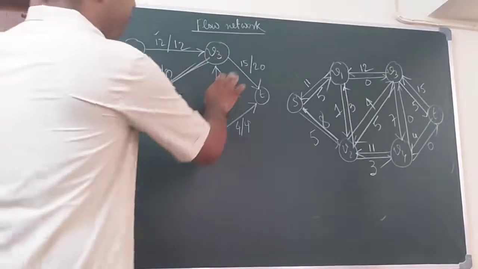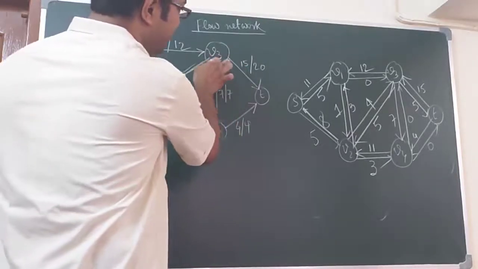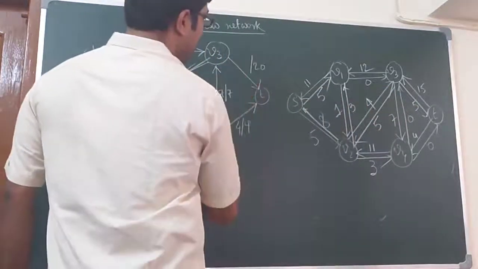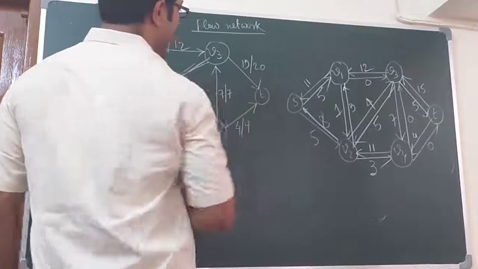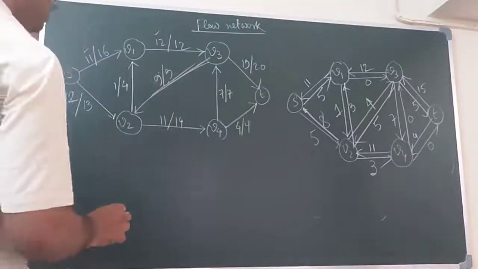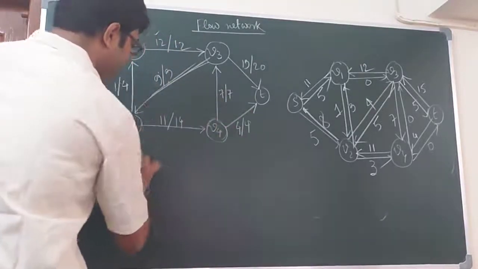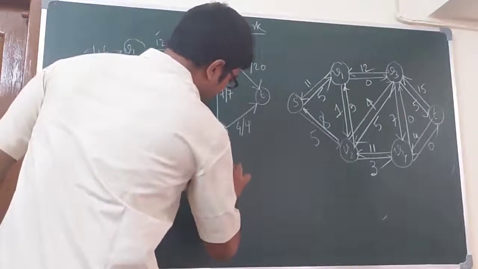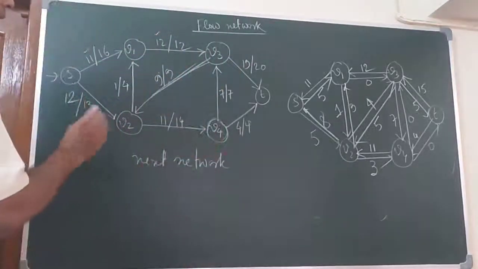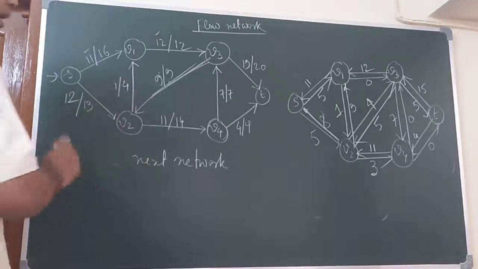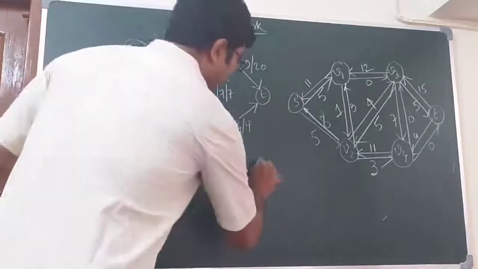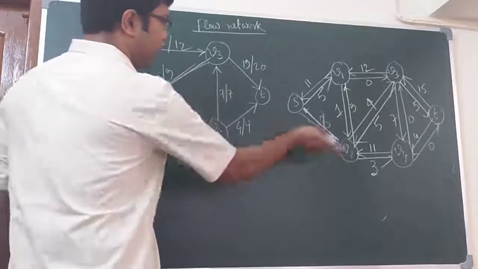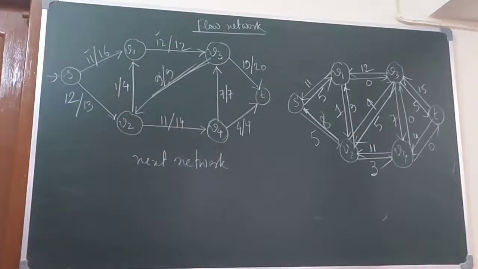Next, V3 to T was initially 15, and increasing by an amount 4 it will become 19. So this is the next network. After adding the extra flow in the residual network, we are getting the next network.